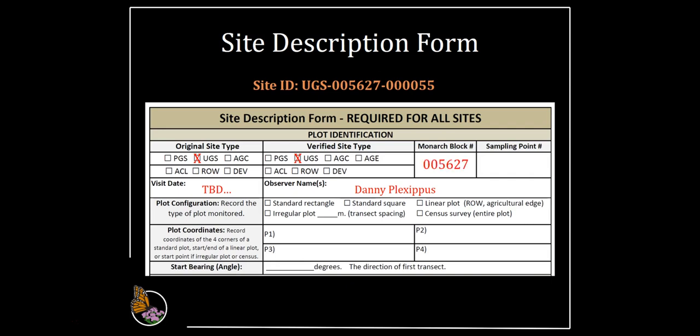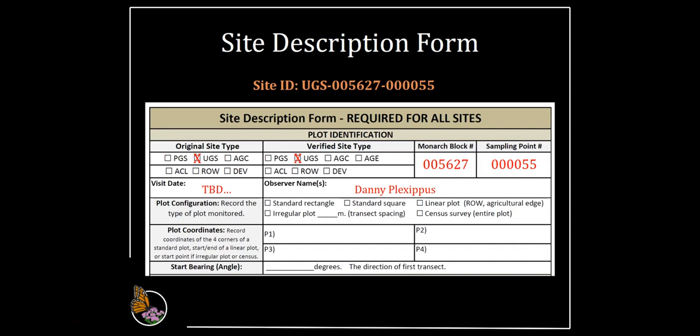We know that the Monarch block number is 5627, so we write that here with leading zeros to make it 6 digits. And then, from our sampling point map, we know that it's point 55. So again, we write that here with leading zeros so there's 6 digits.